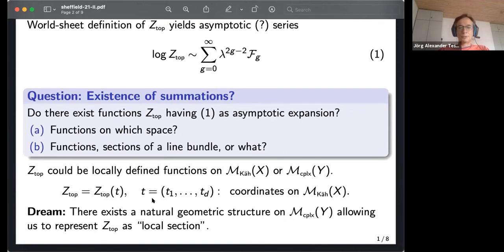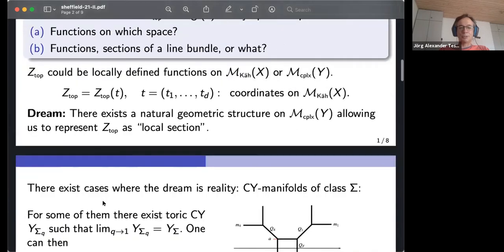This is what we refer to as the t's, Kähler coordinates on Kähler moduli space. The question, or the dream one could have, is that there exist natural geometric structures on these spaces, or maybe some enhancement thereof, which would make the Z top, or some related object that could be called a tau function, a local section of some natural geometric object, and where furthermore it has nice analytic properties as an actual function, at least locally defined, of such parameters like t. That is the general motivating goal.